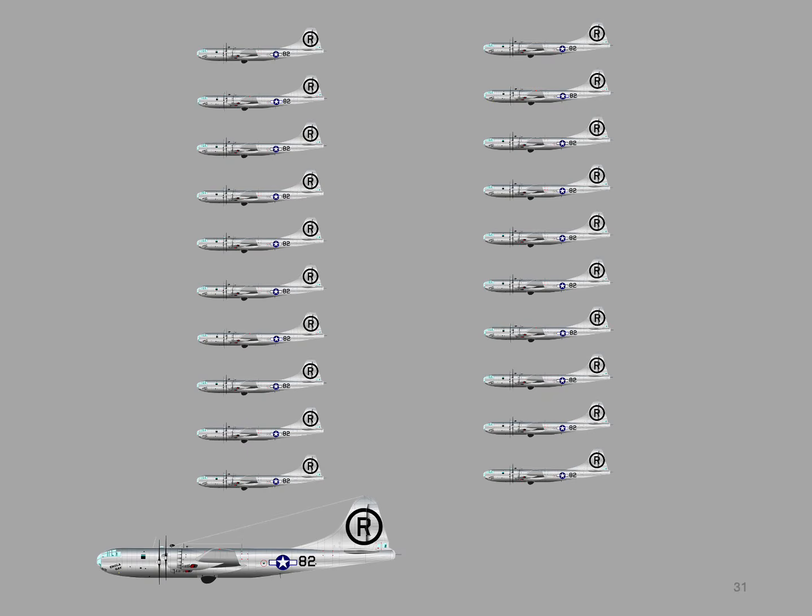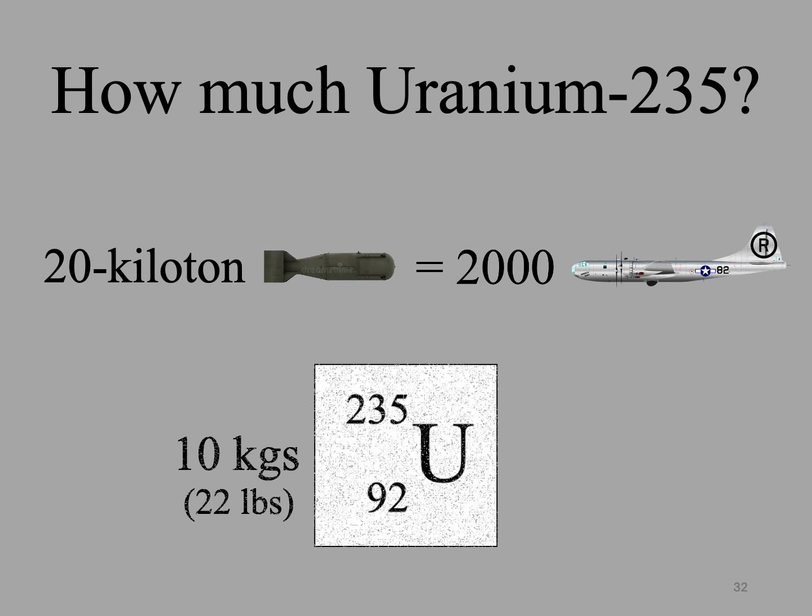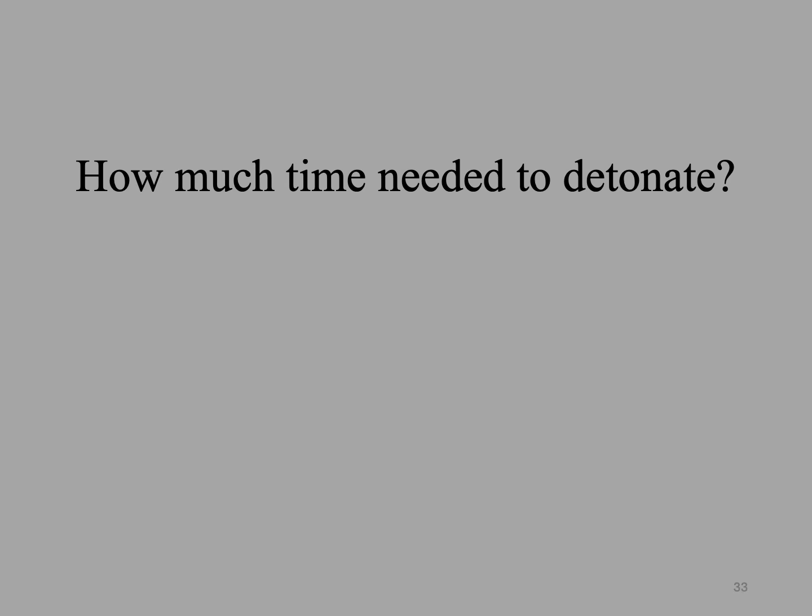A fully loaded B-29 could carry 10 tons of bombs. Each of these planes represents 100 B-29s. So one 20-kiloton bomb is the equivalent of a 2,000 B-29 bomber raid. To achieve a 20-kiloton explosion required just 10 kilograms of uranium-235. We now know that we need 10 kilograms of uranium-235 to get a 20-kiloton explosion.